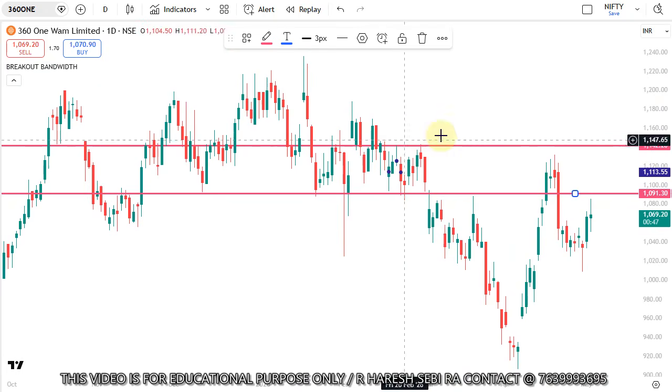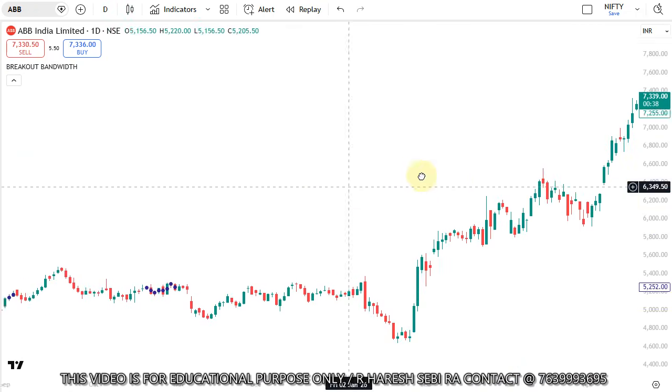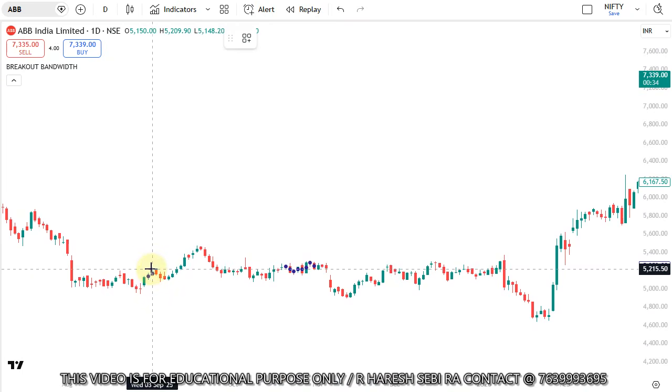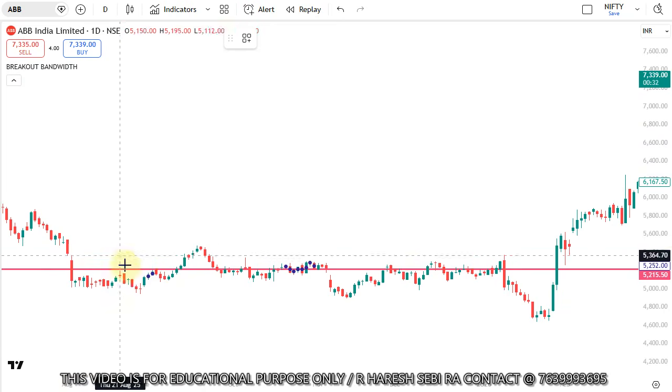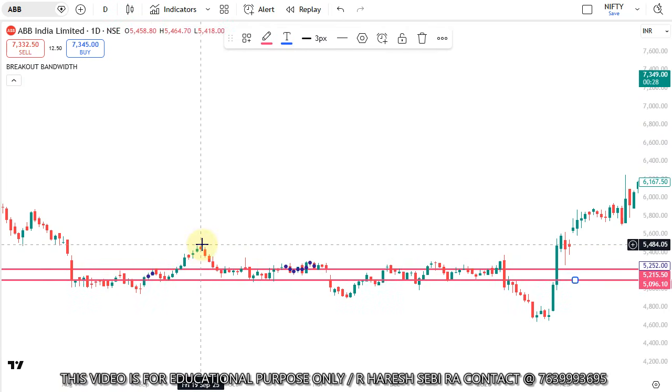The stop loss can be the opposite direction. The risk reward can be based on your risk appetite and trading style. We see some more examples. See here in ABB, here is a consolidation area. It broke on the buy direction and gave a momentum.